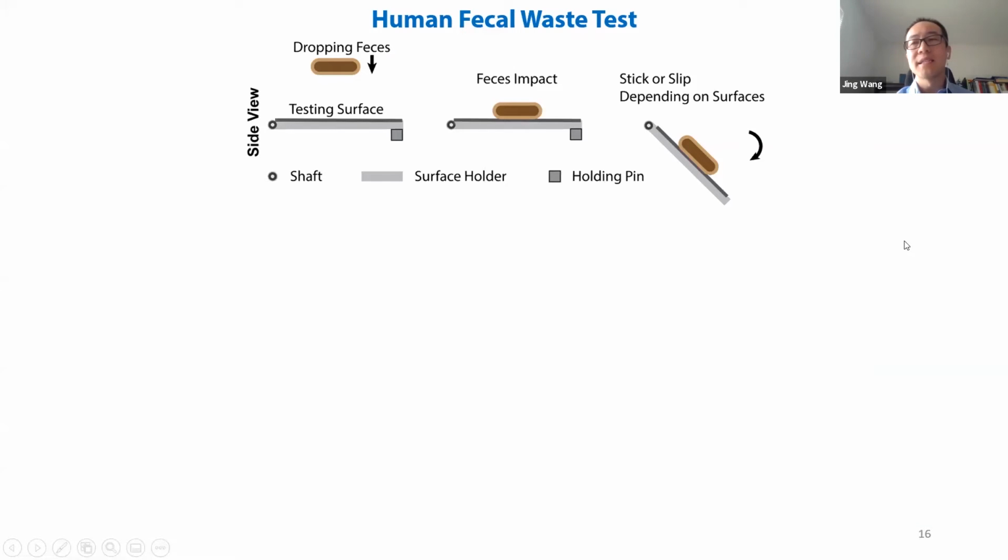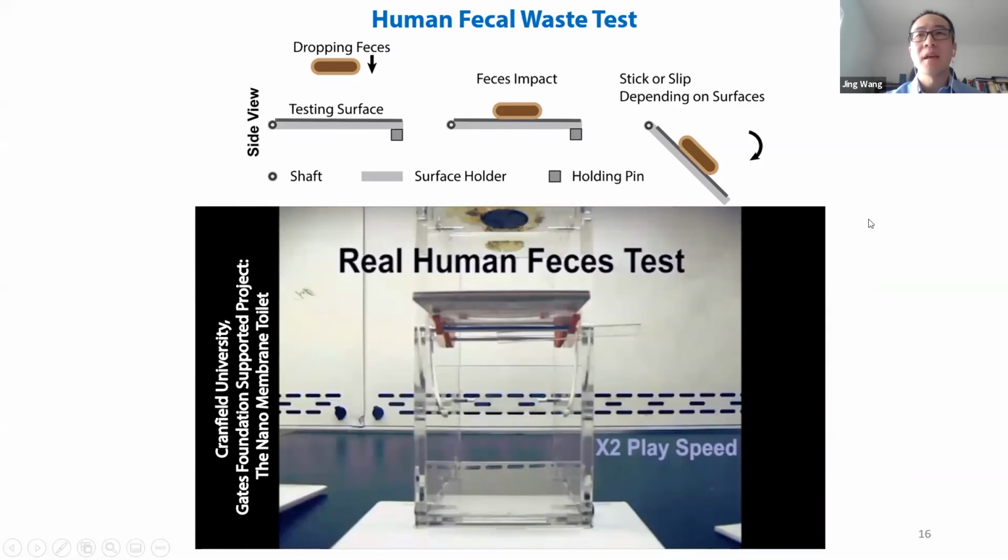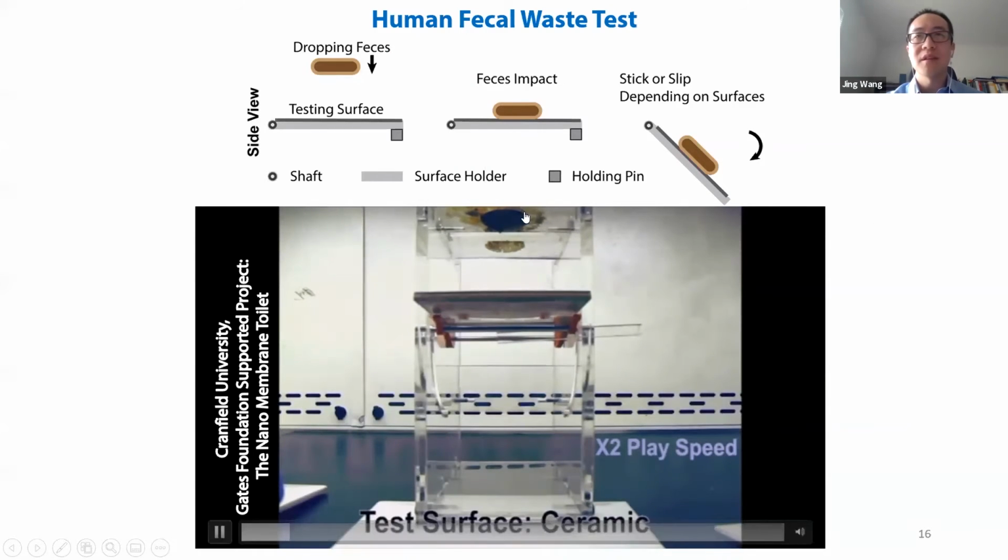And further, we validate this low adhesion performance with our collaborators at Cranfield University in the UK. They built this testing setup. Basically, we drop real human fecal waste onto the testing surface. When it impacts the surface, we release the holding pin and let the rotational momentum remove the fecal waste. And let's see the results. So basically, it's like simulating the toilet situation with a shorter impacting distance.